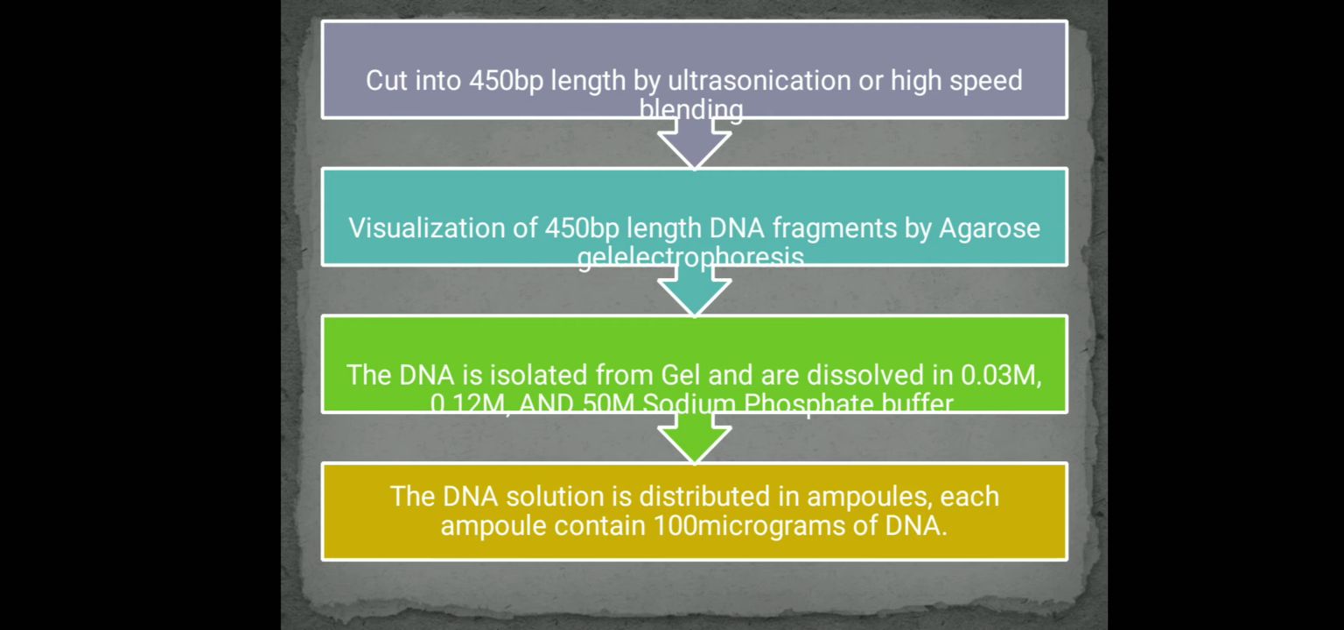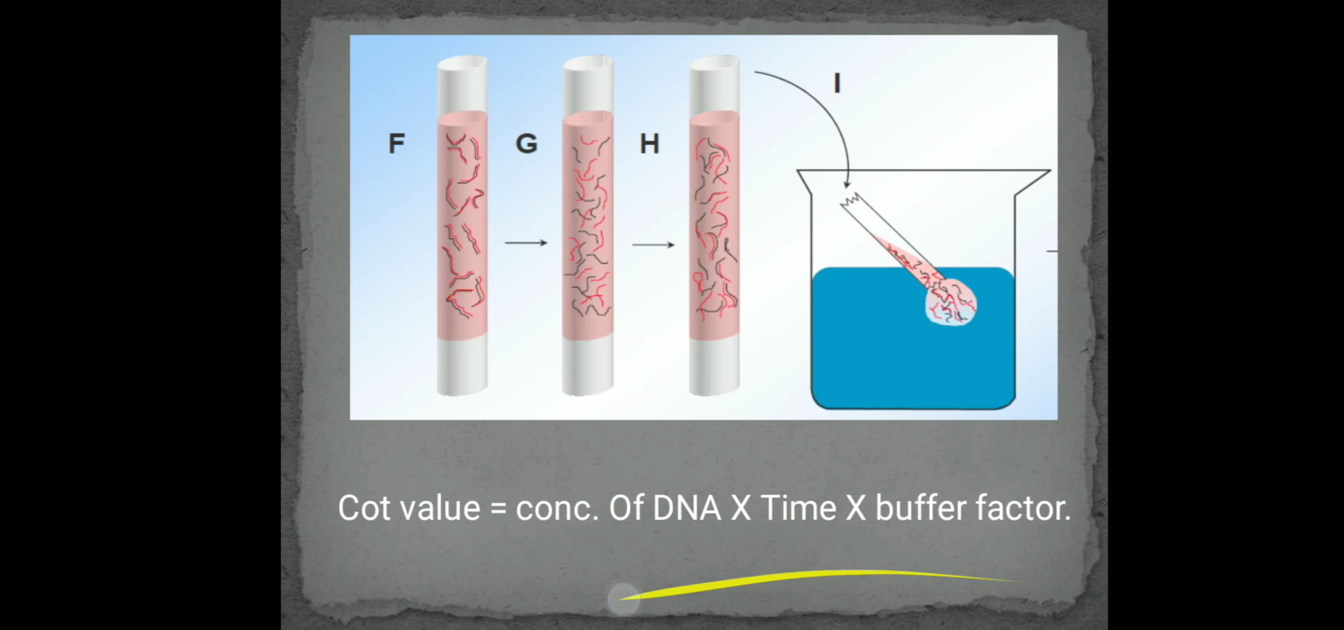After you collect it, you are going to distribute the DNA that you have collected into ampules. You will distribute it in such a way that each ampule contains 100 micrograms of DNA. Like this you have distributed. This step is not a very important step. You can just collect the DNA and directly go for the next step. So what is the next step after you collect the DNA?